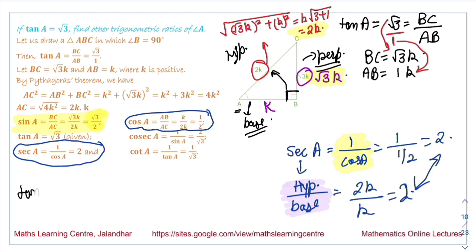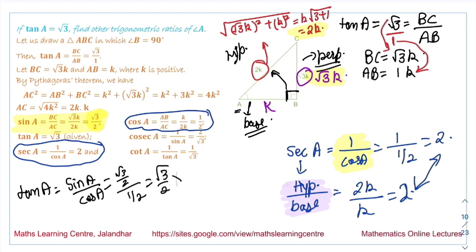Similarly for tan A, you can write it as sine A over cos A. Sine A we have calculated as root 3 by 2, over cos A which is 1 by 2. So the answer is root 3 by 2 into 2, that is equal to square root 3. Or you can directly write it as perpendicular over base. Perpendicular is root 3k and base is k, so the answer is root 3.